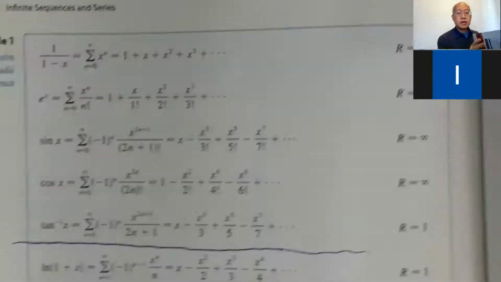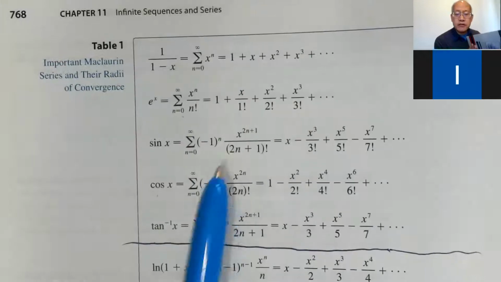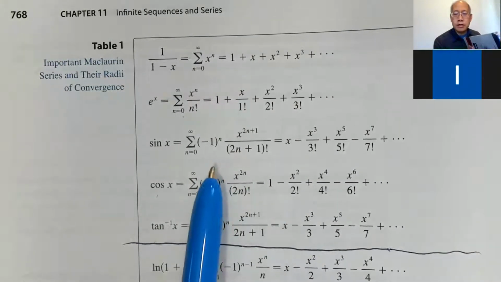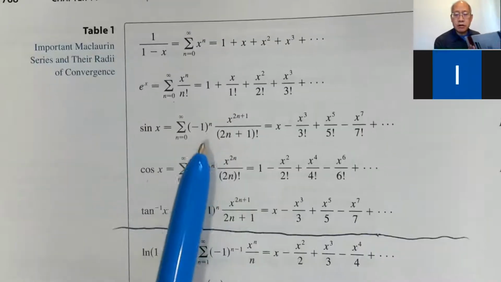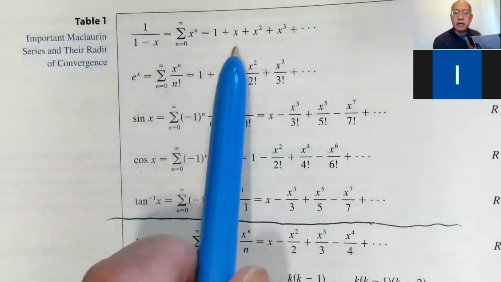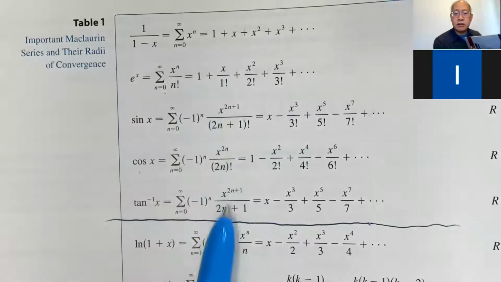That table that we looked at, this thing that I had you write down, page 768, you'll need this for the quiz. These are all Maclaurin series. They're centered at 0. So how do you know? If you're not centered at 0, it would be parentheses x minus 2 or parentheses x plus 5 or something like that. These are all centered at 0.